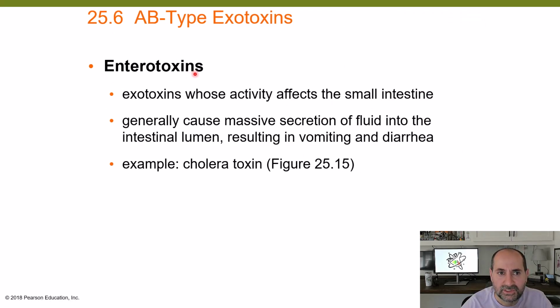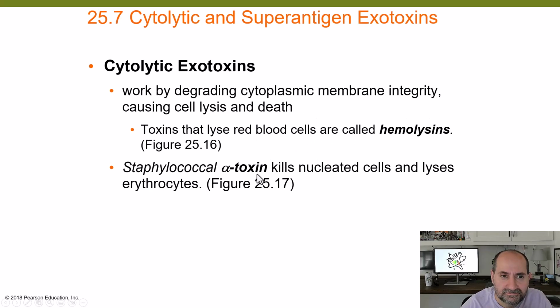Now, what are enterotoxins? Enterotoxins have effects on the intestines, right? The small intestines. Anytime you see this prefix here, entero, just think guts, right? Or GI tract. And enterotoxins are exotoxins that affect the small intestine. Generally, what they do is they cause massive secretion of fluid into the lumen of the intestine, which can result in vomiting and diarrhea. Think cholera, right? Cholera toxin. So those were all AB toxins.